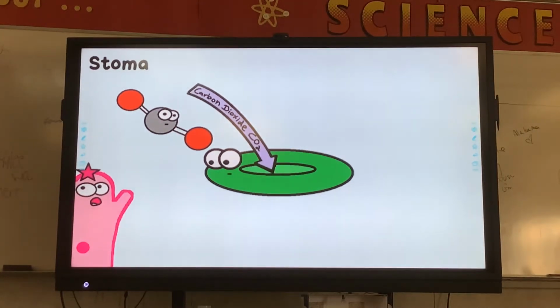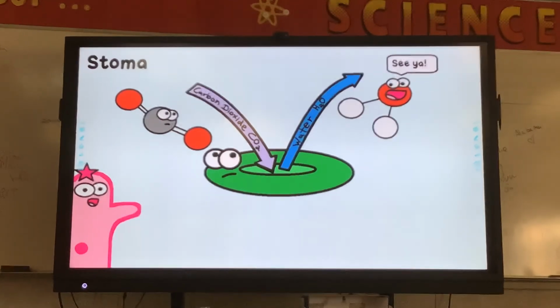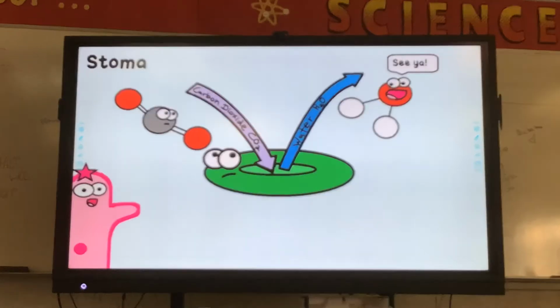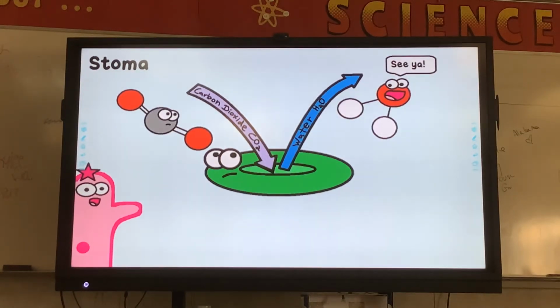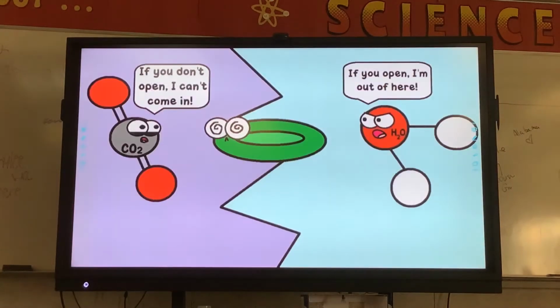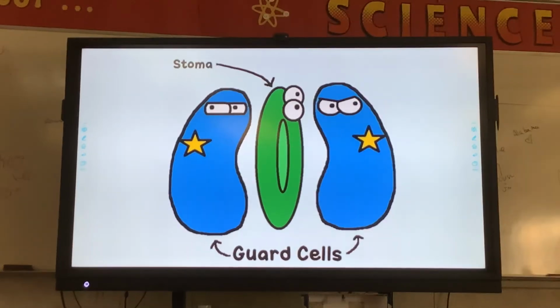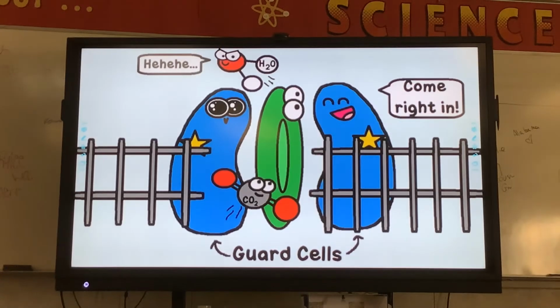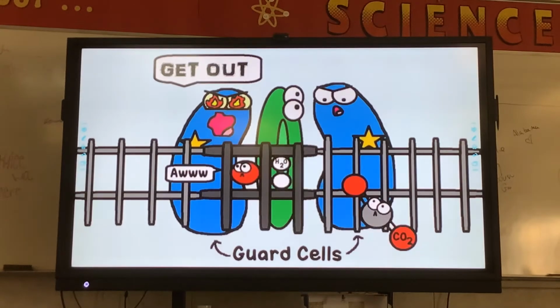The plant can't keep those stomata open all the time. Why? Well, water will escape. And remember, plants need water too for photosynthesis. So the plant has to determine whether to open or close its stomata. It does this with the help of guard cells. If guard cells have the stomata open, it gets the gases it needs, but it can lose water. If guard cells have the stomata closed, it gets to save its water, but then it can't get any gases.